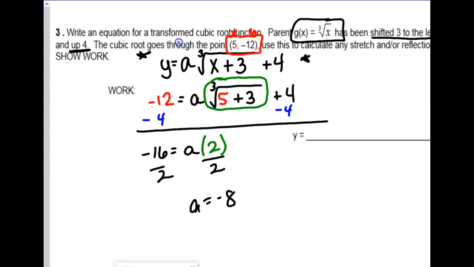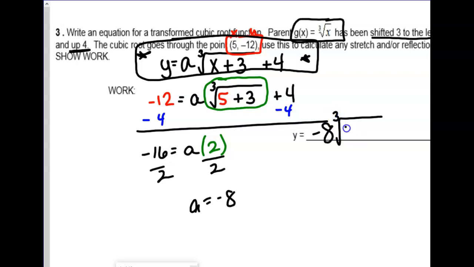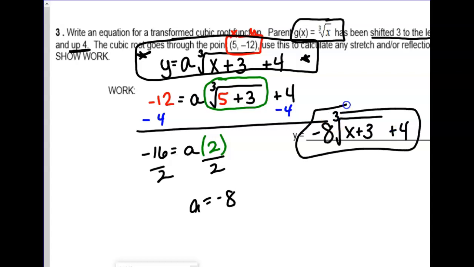Cool. Remember this first line you guys gave me? This was an almost perfect answer. The only thing you got to do now is throw the -8 in place of the a. So -8, cube root, x plus 3 plus 4. Okay, that's what I'm looking for in that question. And this is a very helpful example of what you're going to see tomorrow, okay? I think it's the same parent function even. You're welcome. Any other transformation business?